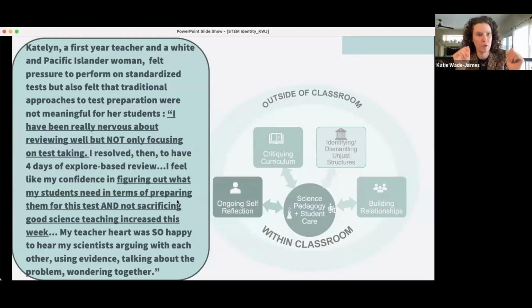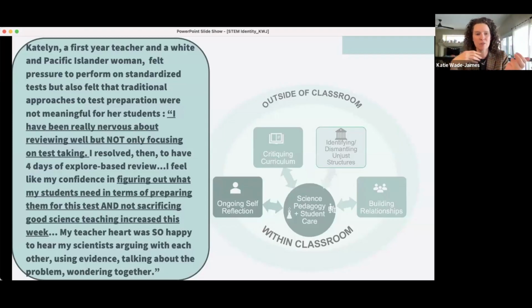All right, okay, this is the last one, I promise you. This one is Caitlin, who was a first-year teacher, and she identified as a Pacific Islander woman, and she felt intense pressure. If you're a teacher, you will resonate with this: intense pressure to perform well on standardized tests. So when I first interviewed her, the summer before she even started teaching, she was already talking about these standardized tests and how she had to get her students' scores up.